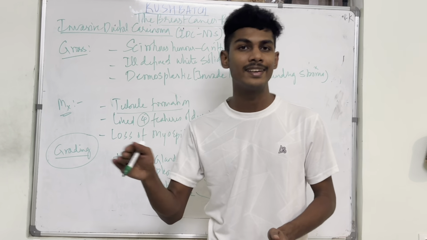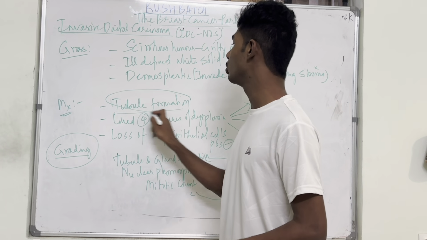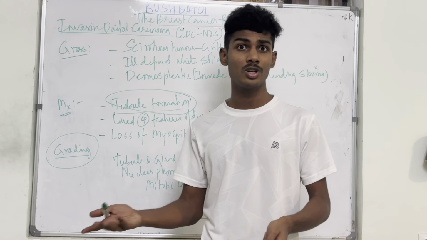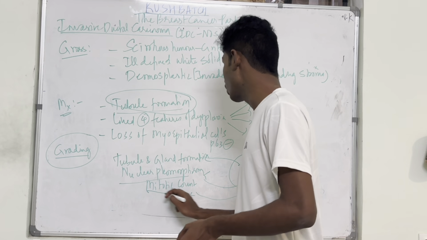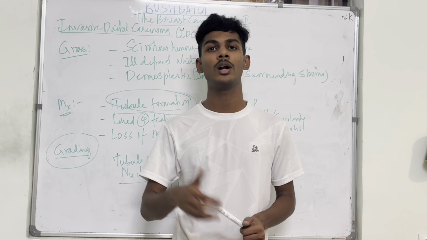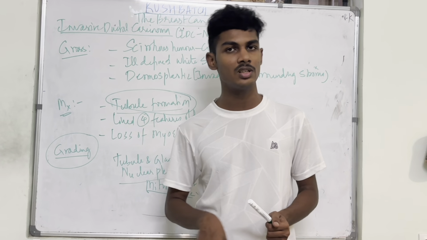So that is tubule and gland formation. In the breast, there will be tubule formation, and you can see tubules in a non-specific type because it's from a glandular epithelium. Then nuclear pleomorphism, obviously, and mitotic count. Based on this, you have grades 1, 2, 3. Overall, they will put 1 plus 1 plus 1. So like that, they will grade. Okay, that is Nottingham grading.